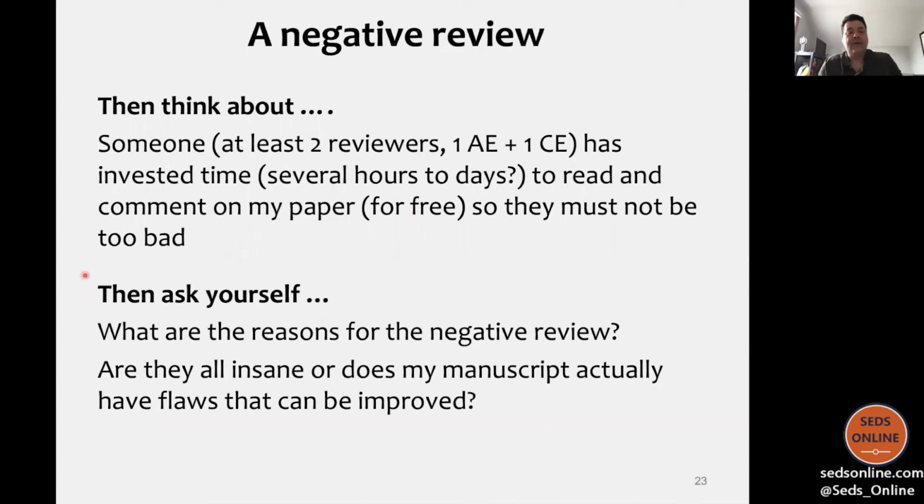Then ask yourself, what are the reasons for the negative review? Are they all insane, or does my manuscript actually have flaws that can be improved upon? And it's probably the latter here, right? That your manuscript can be improved upon, and that's certainly the way you should approach that review.